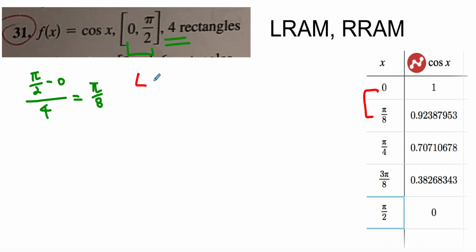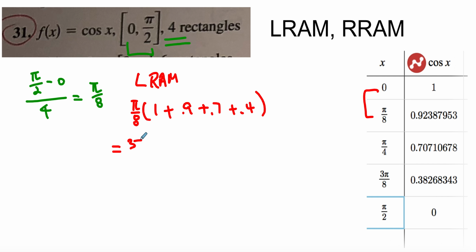So when I do LRAM, left corner fixed rectangular approximation method, then I know that the base will be pi over 8 because it's an equal base. I'll be using the left value, 1, plus from the second rectangle I'm going to be using this one. So I'm just going to go for 0.9, the first point, and the next one is plus 0.7, the last one is 0.4. So when I add up this way, this is 1.1, this is 2, so total 3. So we get about 3 pi over 8 as our LRAM.